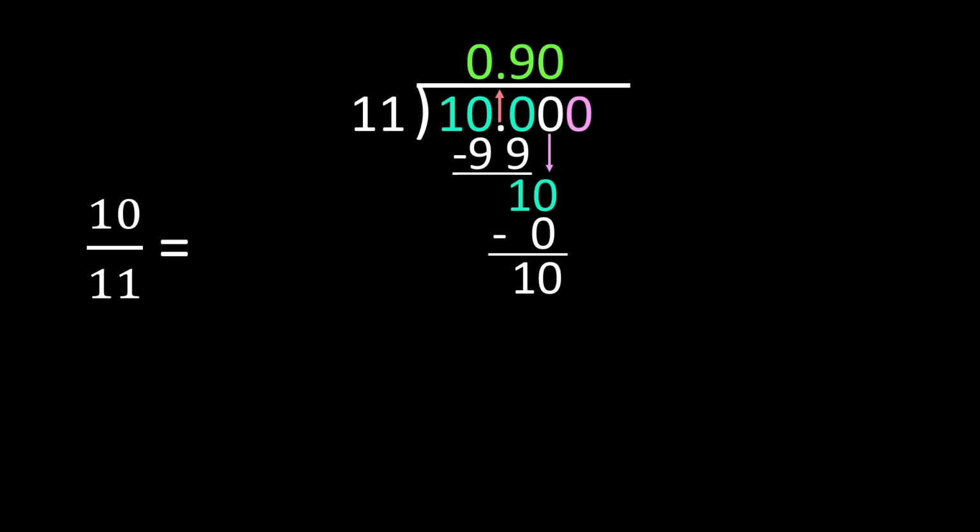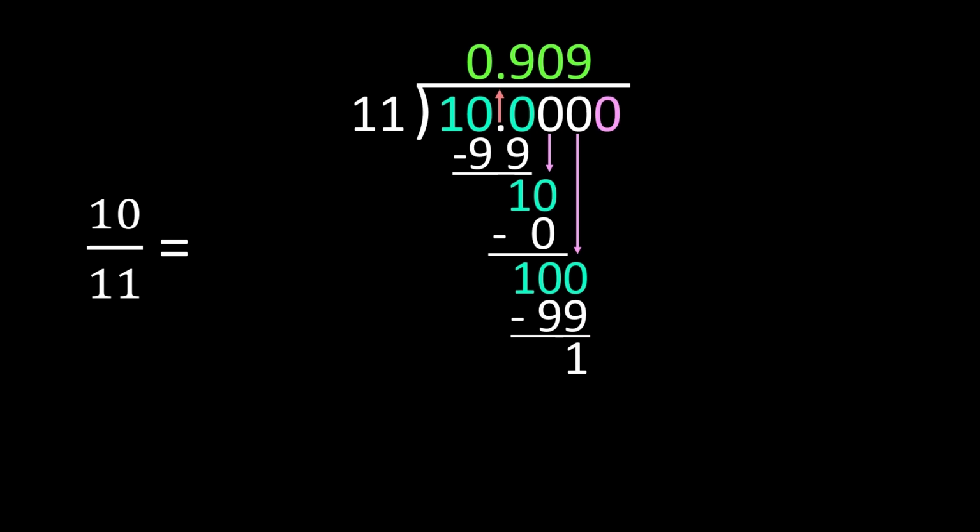I'm going to add a 0. I'm going to bring that straight down. Now I have 100 divided by 11, and this is the same thing that I started my problem with. 100 divided by 11 is 9. 9 times 11 is 99, and when I subtract, I get 1.